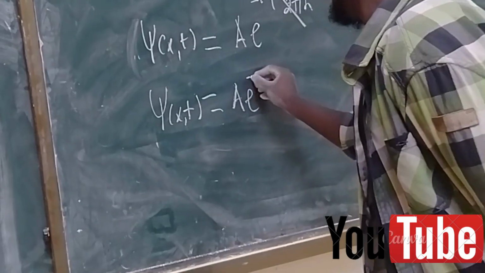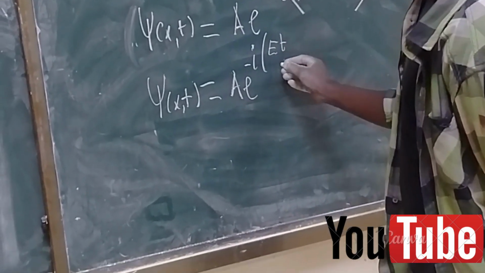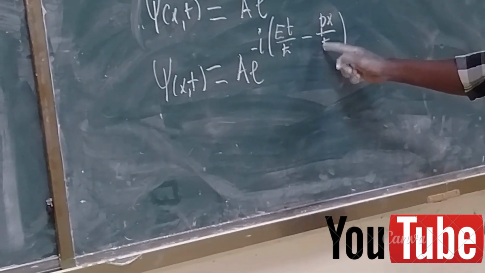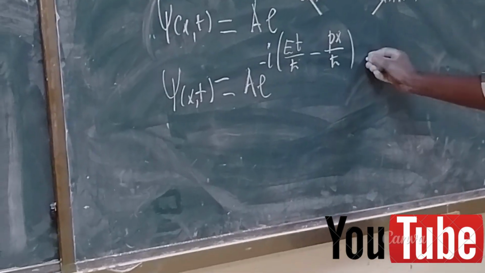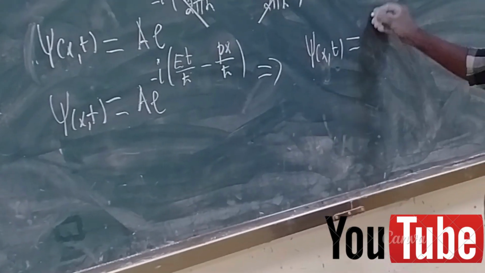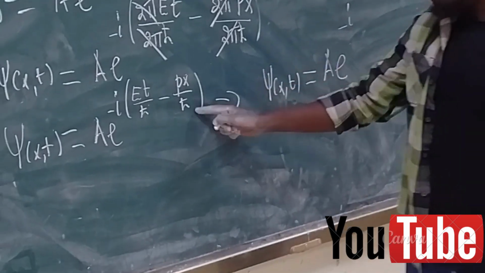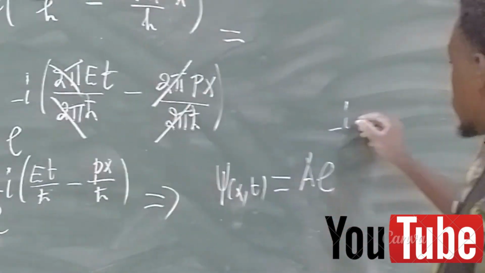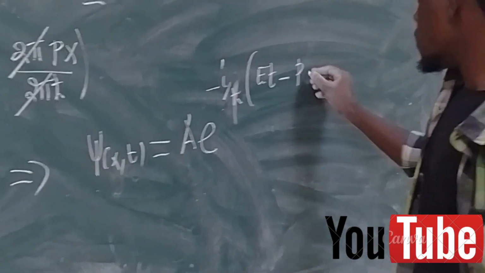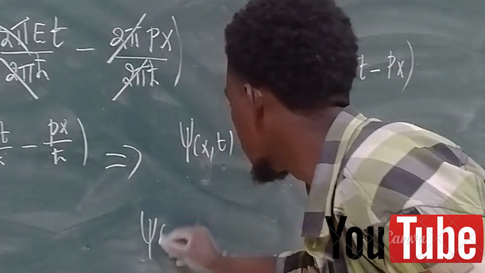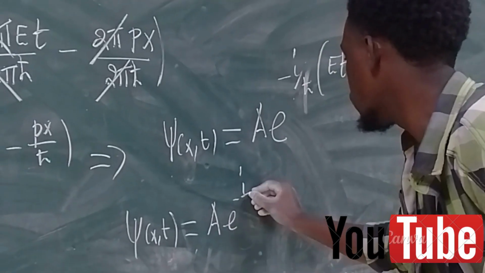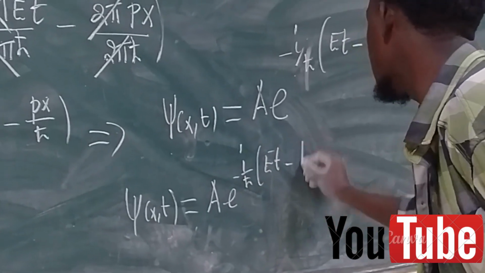is equal to A e to the minus i, E t over h-bar minus p x over h-bar, and then I can factor out one over h-bar. Then this will give me that the wave function as a function of x and t, position and time, is equal to A times e to the minus i over h-bar, as a factor of (E t minus p x). So finally, the wave function is given as A e to the minus i over h-bar of (E t minus p x).